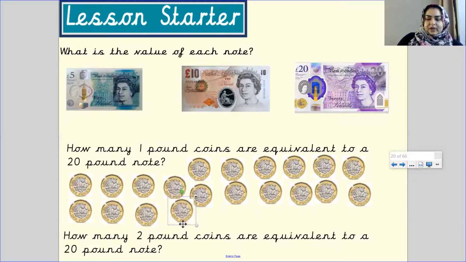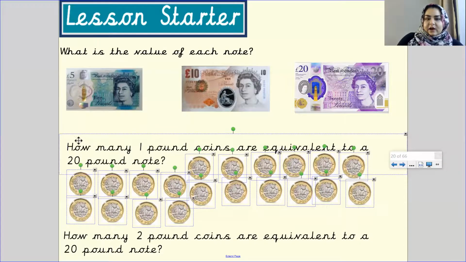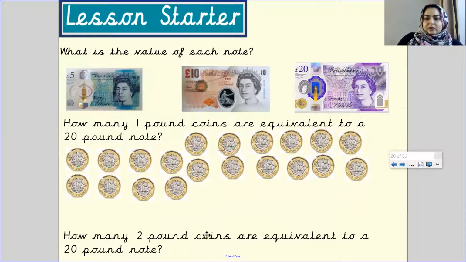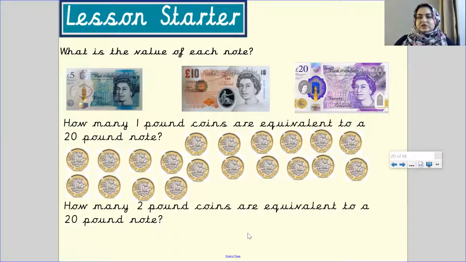20. So now, if we know that £1 means 1, you need to count £1 20 times for it to be equivalent to a £20 note.